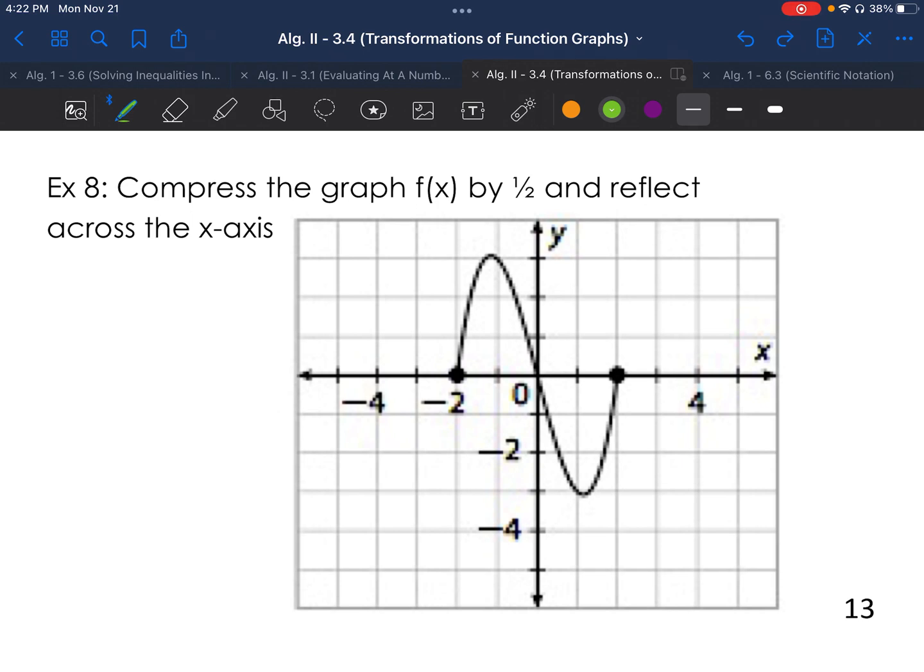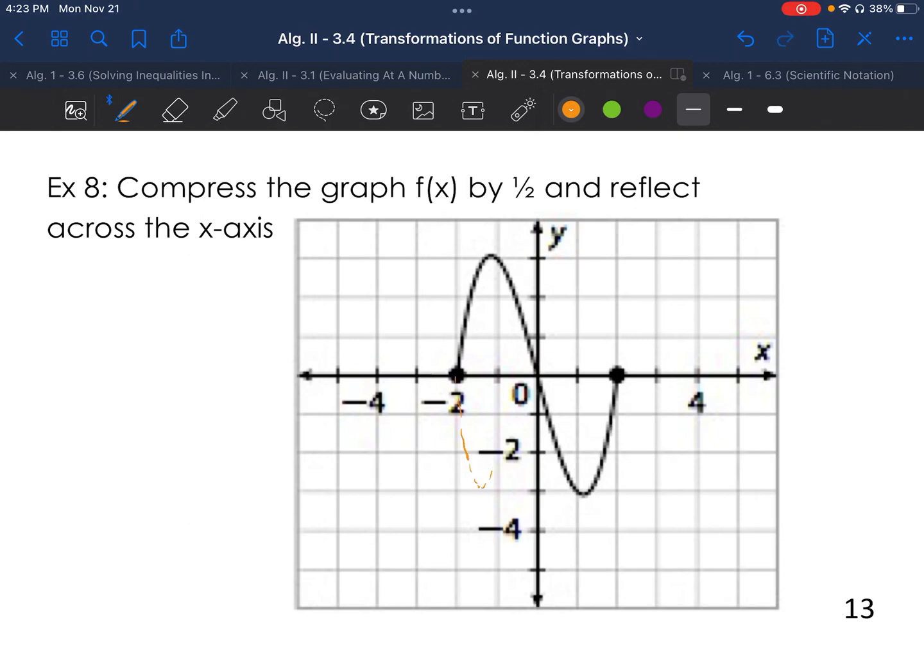Example 8, compress the graph by 1/2 and reflect across the x-axis. So, reflecting across the x-axis, remember x-axis is this way. So what's up here will show up down here, and what's down here will show up here. So if we just reflected it, which we're not, it would look like this. Kind of. This second loop would be a little closer to there.